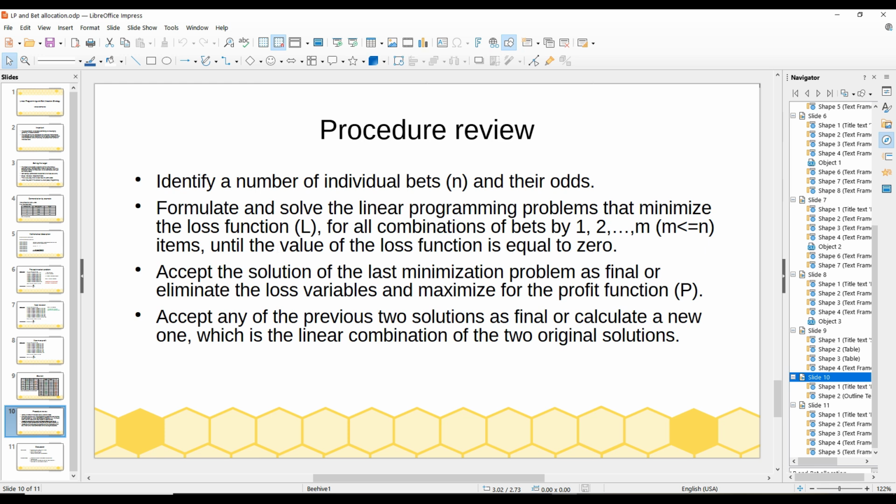We can accept the solution of the loss minimization problem as final, or eliminate the loss variables and maximize for the profit function. Of course, we can also accept any of the previous two solutions as final, or calculate a new one, which is the linear combination of the two original solutions.